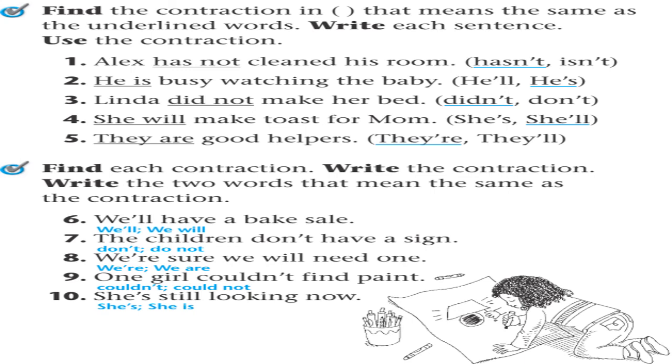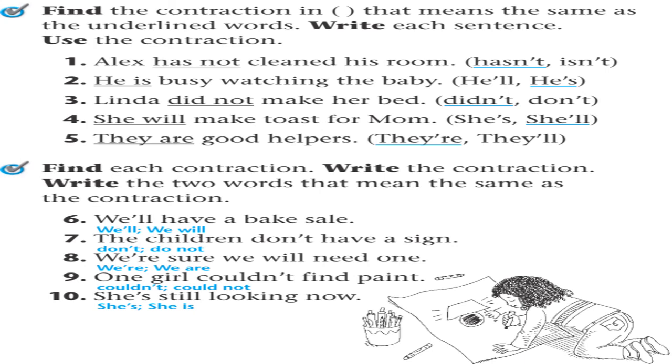Number 6, we'll have a bake sale. The contraction here is we'll. And the two words that mean the same as this contraction, we will. Number 7, the children don't have a sign. The contraction here is don't. And the two words with the same meaning are do not.